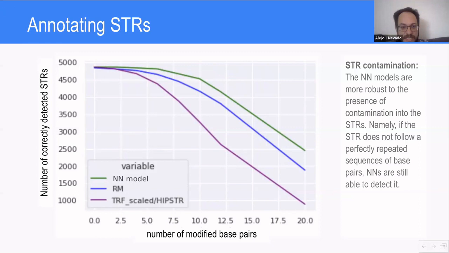We have been comparing whether the neural network is able to detect repeats even when you have these impurities, and that seems to be the case. Here you have different lines.